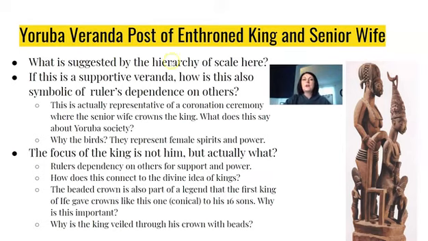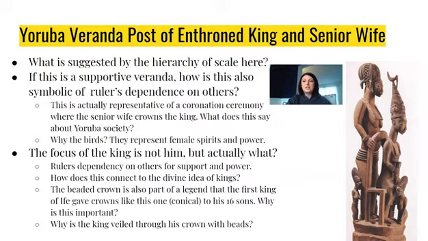So, first of all, this is called the veranda post of enthroned king and senior wife. If you look here, you'll notice that she is actually the bigger person. She stands towering over him. And the message from this, and one thing that is very unique about Africa, is that they are more matrilineal than patrilineal, that they trace their royal lineage back through their mothers, not through their fathers. It's not their father's name that is as important, it's their mother's.